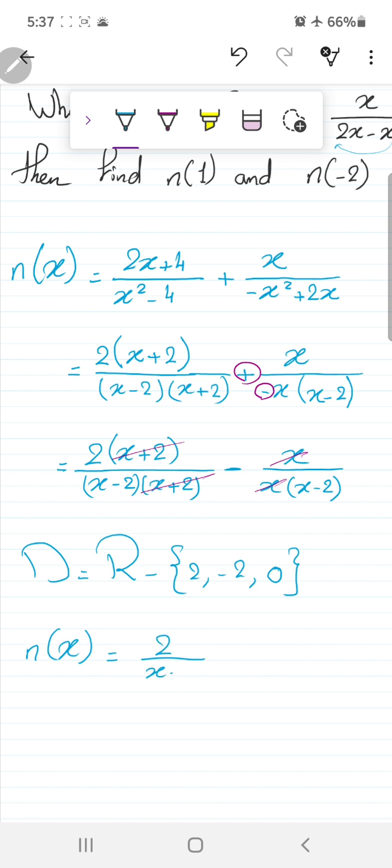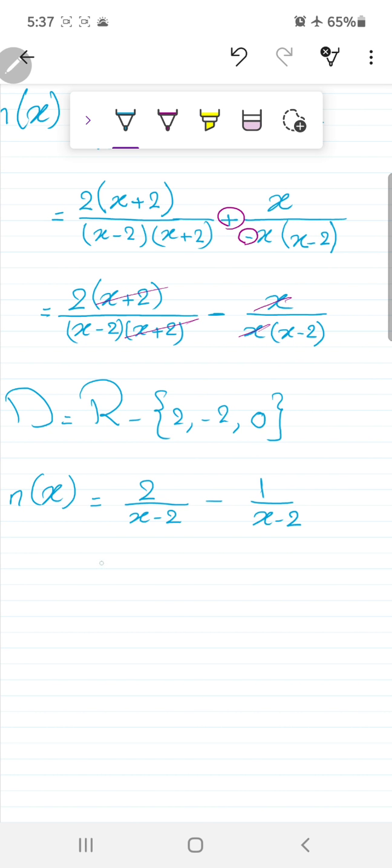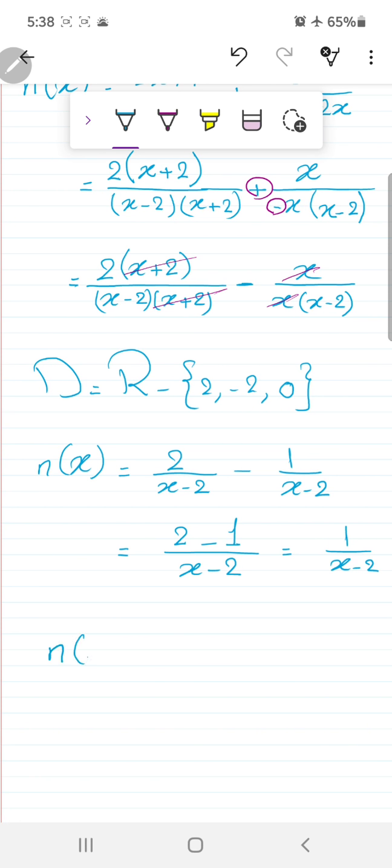2 over x minus 2, minus here 1 over x minus 2. Here we have the same denominator. So take one of the same denominator, which is x minus 2. We have here 2, numerator as it is, minus numerator as it is, 1. It will be 1 over x minus 2. So n of x in the simplest form will be 1 over x minus 2. Okay.